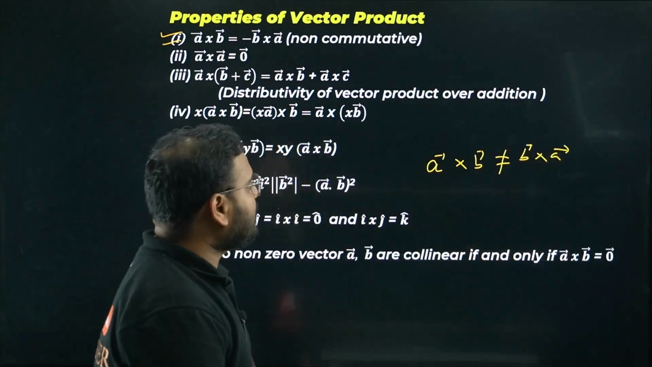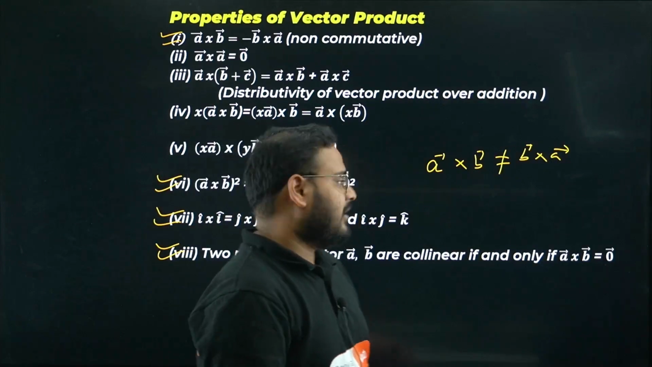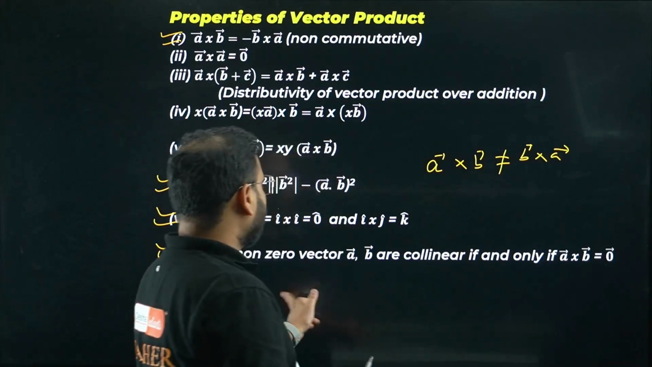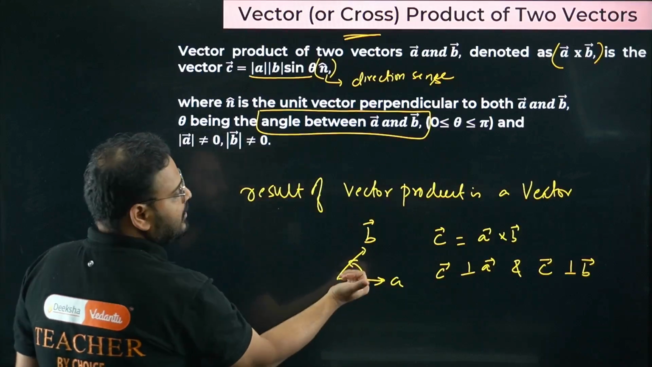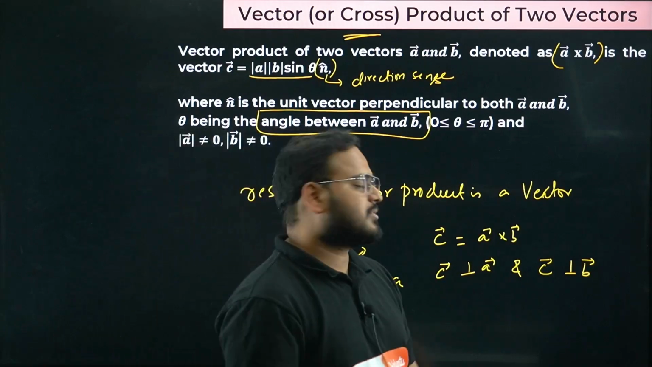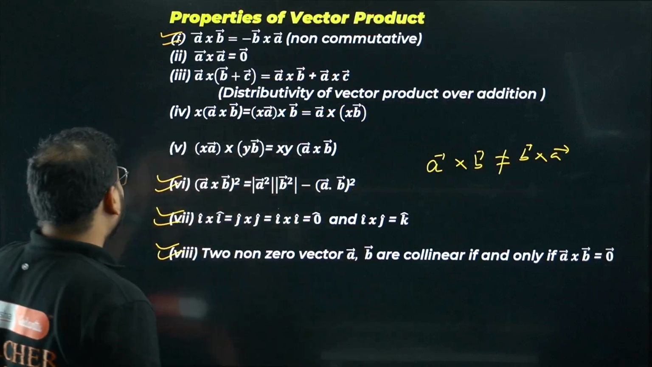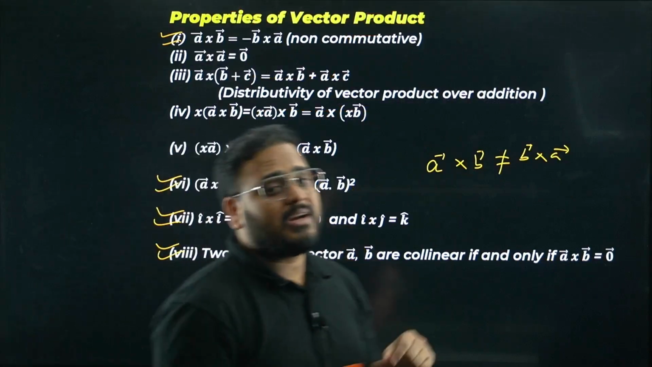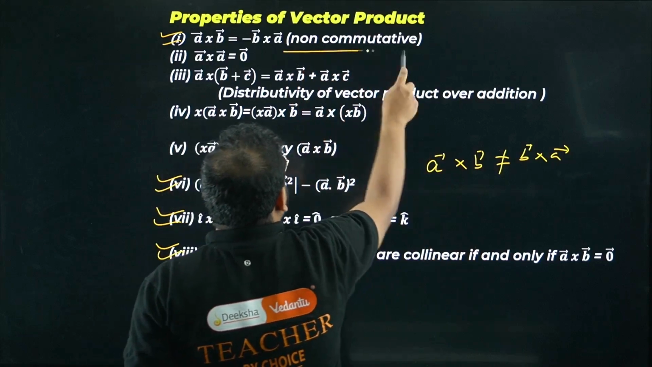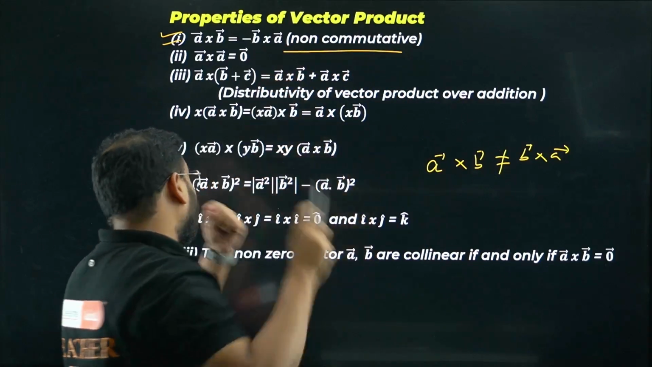Even though the magnitude is the same, what will happen? A cross B was coming out, remember? But B cross A was coming inside. Can they be equal to each other? Never. They might have equal magnitude but never equal in nature. That's why I'm saying the vector product is non-commutative, never commutative in nature.